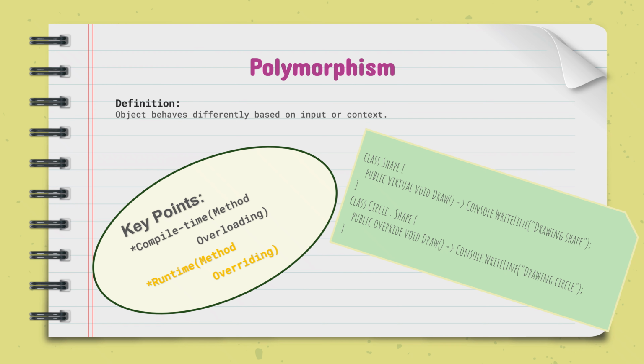Modularity means dividing large programs into smaller parts. Reusability means using existing code again and again. Scalability means easily extending the system, and security means protecting data. It gives flexibility, and it represents real systems clearly.